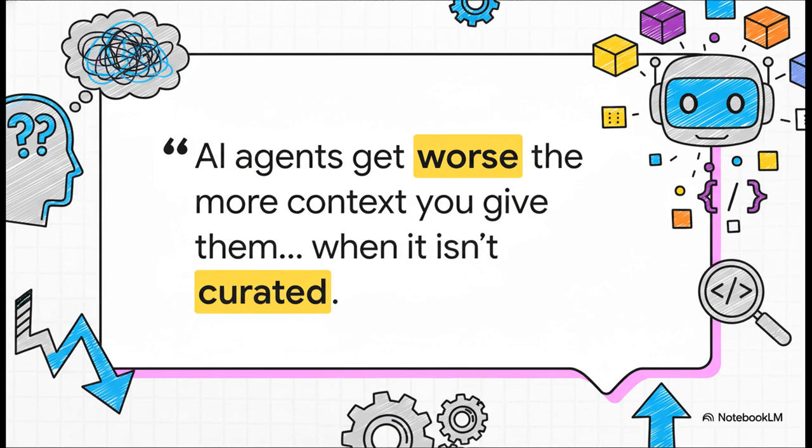And this quote gets right to the heart of it. This is what's known as the kitchen sink anti-pattern. Shoving too much irrelevant context at the AI is actually worse than giving it no context at all, because it just gets distracted. The goal isn't more context, it's curated context. Quality over quantity every single time.